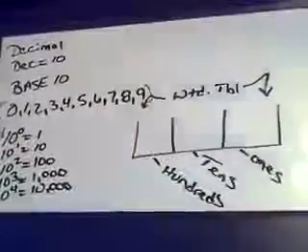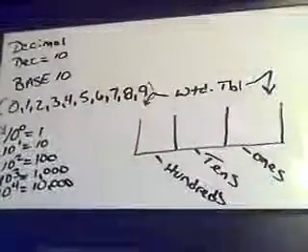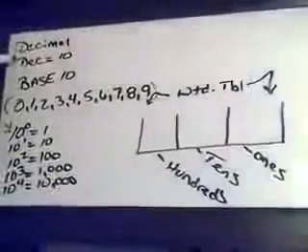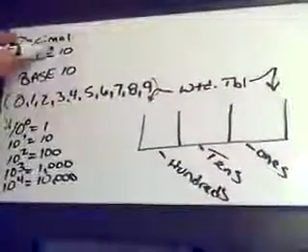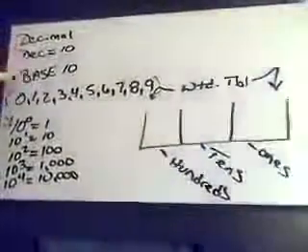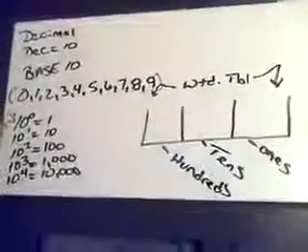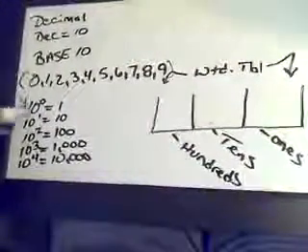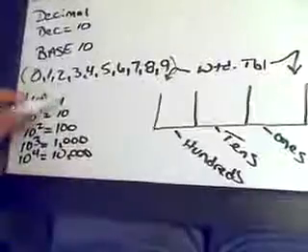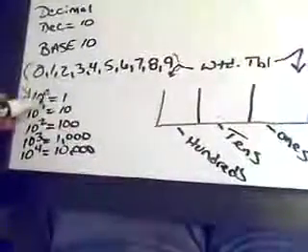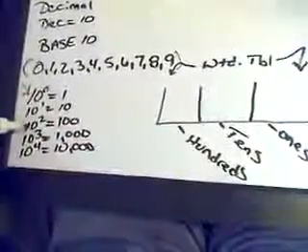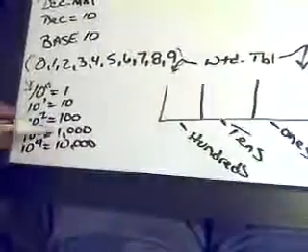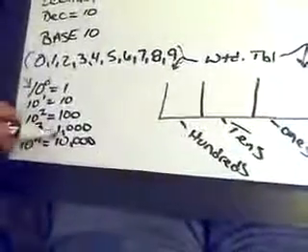Before jumping into the binary system, let's look at the decimal numbering system to get a better understanding of it. Decimal gets its name from its root word dec meaning 10. It gets 10 because it's a base 10 numbering system, which is evident down here. Base 10 to the 0 gives us 1. Base 10 to the 1 gives us 10. 10 to the 2 is 100. 10 to the 3 is 1,000. 10 to the 4 is 10,000.